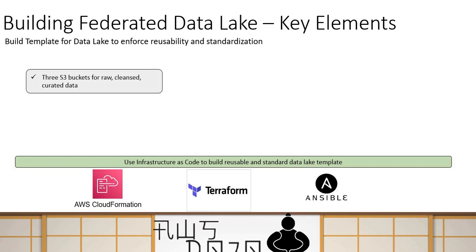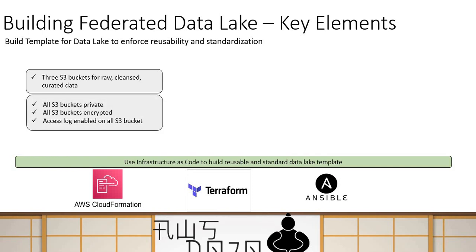So for instance, this template will launch 3 S3 buckets for raw, cleansed, and curated data. So one example: you're building a template which is simply going to launch 3 S3 buckets in your AWS account for raw, cleansed, and curated data. Now, all S3 buckets will be launched private. They will be by default encrypted, and then access logs will be enabled on all S3 buckets. So certain security features on the S3 bucket as a standard.